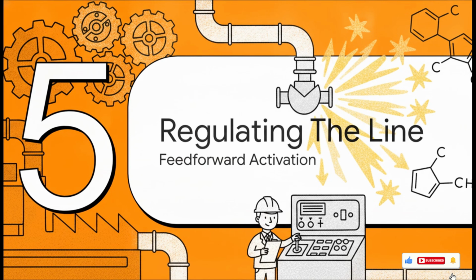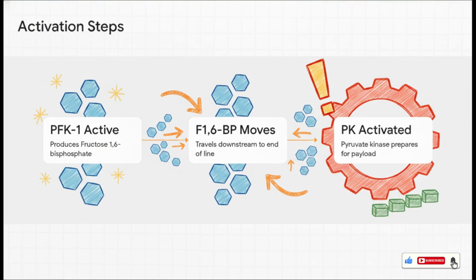Now let's talk about regulating the factory line. Because pyruvate kinase acts as this irreversible release valve, dumping all that built-up energy to finalize the pathway, the cell absolutely has to tightly control when it operates. It handles this through a brilliant mechanism called feed-forward activation. Do you remember PFK1 from lesson 2?